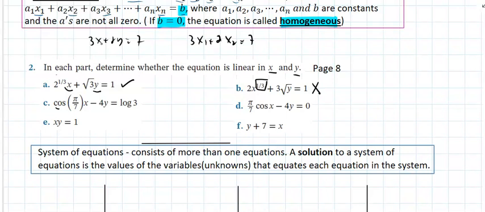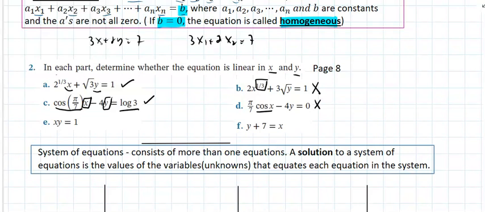3, cosine of pi over 7 is a constant. You only worry about the variables. The variables have a power of 1. So this is, and again, this is not a variable. This is a constant. Here, cosine of x is not linear.